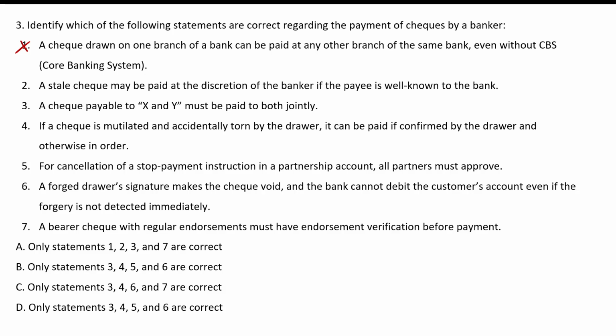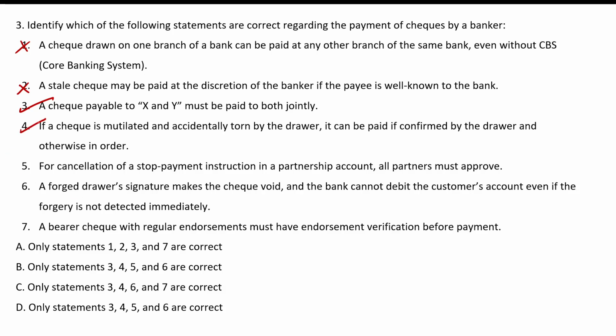The payee is well known to the bank. No, this is not correct. A check payable to X and Y must be paid to both jointly. Yes, this is correct. If a check is mutilated and accidentally torn by the drawer, it can be paid if confirmed by the drawer and otherwise in order. So this statement is also correct.